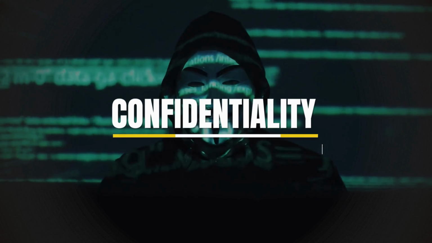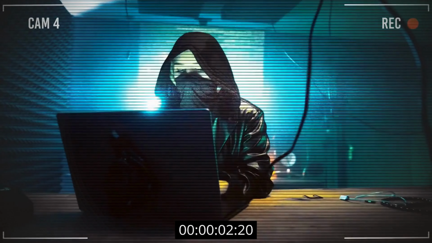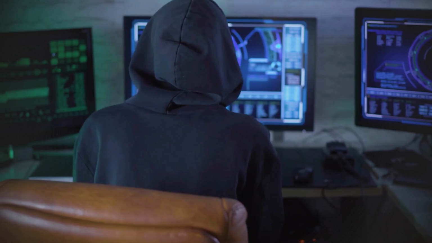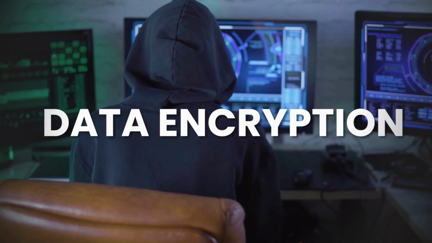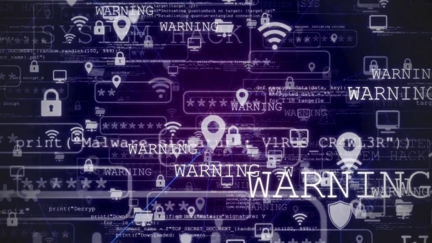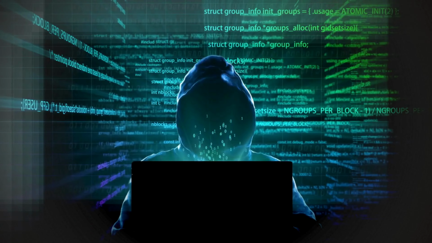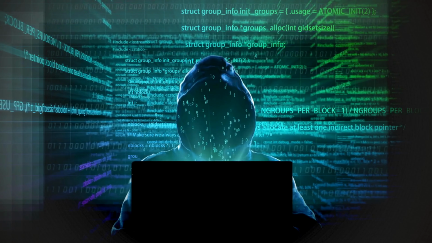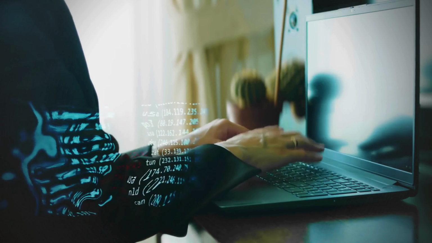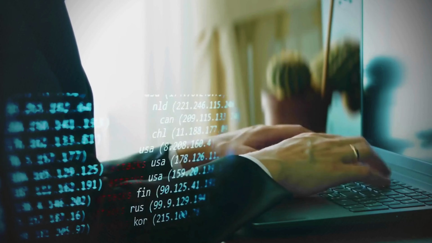Number 1. Confidentiality. This principle makes sure that only those who are permitted to view it can access sensitive information. It is achieved through techniques such as data encryption, which scrambles data so that it can only be read by those with the decryption key, and stringent access controls that limit who can view or modify the data. Confidentiality prevents unauthorized individuals or systems from gaining access to private information, reducing the risk of data breaches.